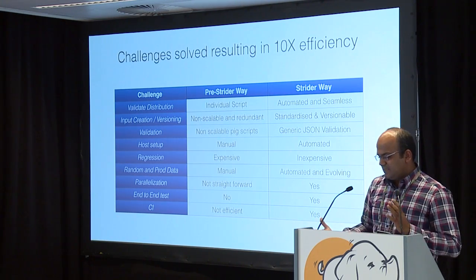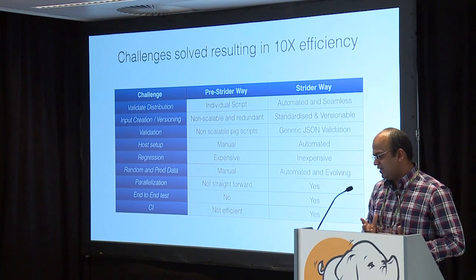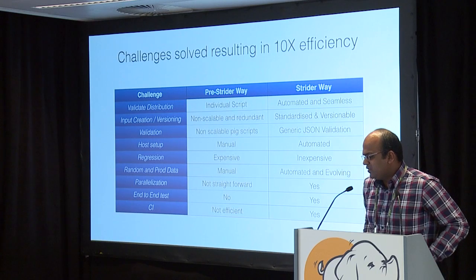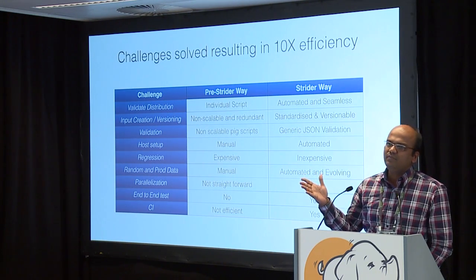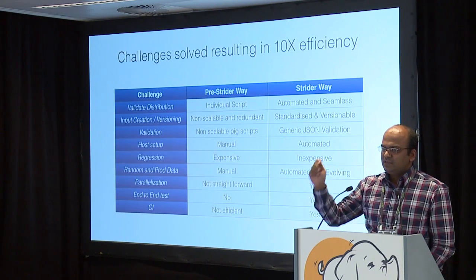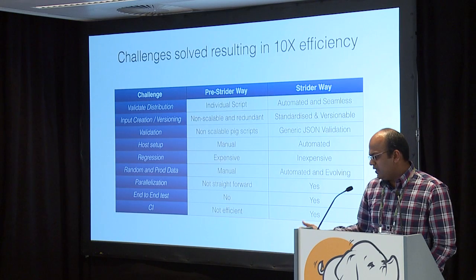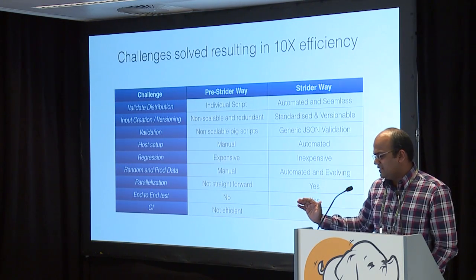Because of all these things, parallelization is not straightforward, and so is the end-to-end test or the CI. So how were we able to handle that in the Strider way? We felt that one of the most important inputs is just: give me the build that I need to test from Jenkins. The framework would be able to download it. So all this distribution validation would be pretty seamless.